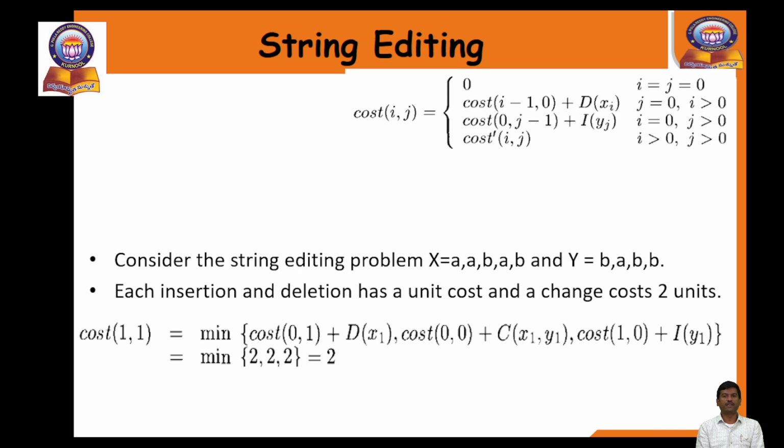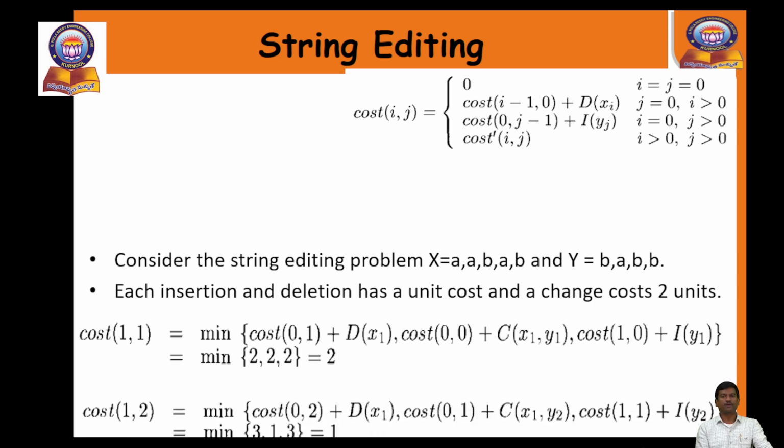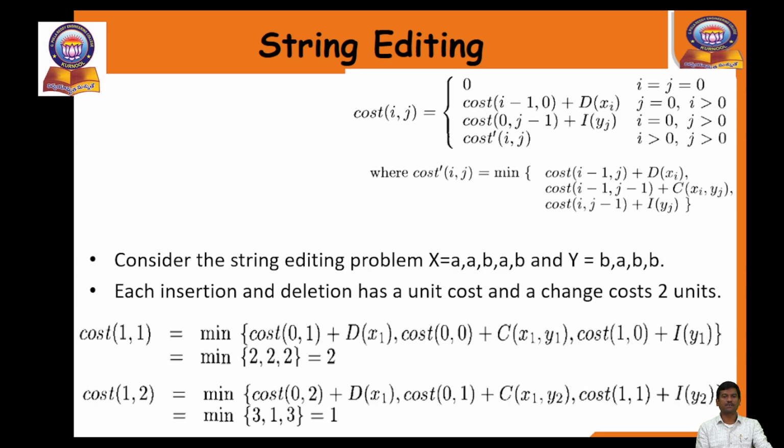When you need to find the cost of 1 comma 1, that is the minimum, just replace the values. Here, if you consider i equal to 1, that is greater than 0, and j equal to 1, which is greater than 0, then in such cases you have to find cost dash of i comma j, where i is greater than 0 and j is greater than 0, which is given by the minimum of cost of i minus 1 comma j, deletion of x1, and so on. Replace the values of your i and j respectively, where you get the minimum value, that is between 2 and 2, equal to 2.